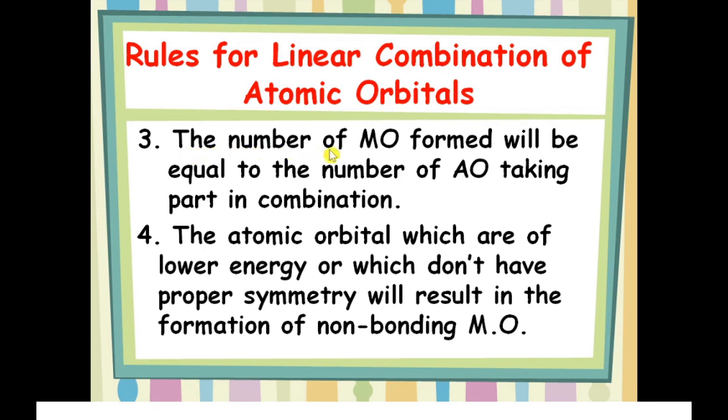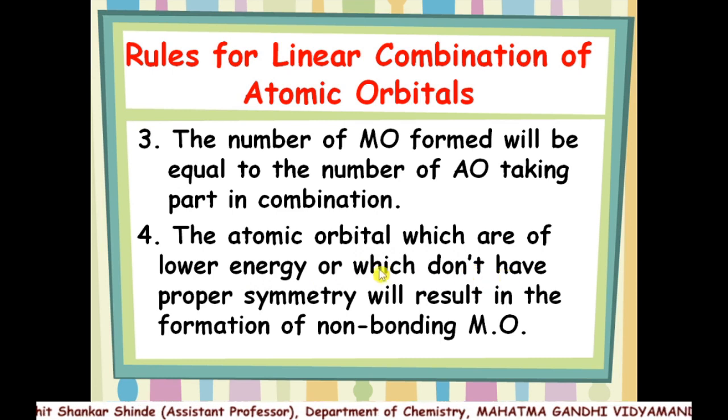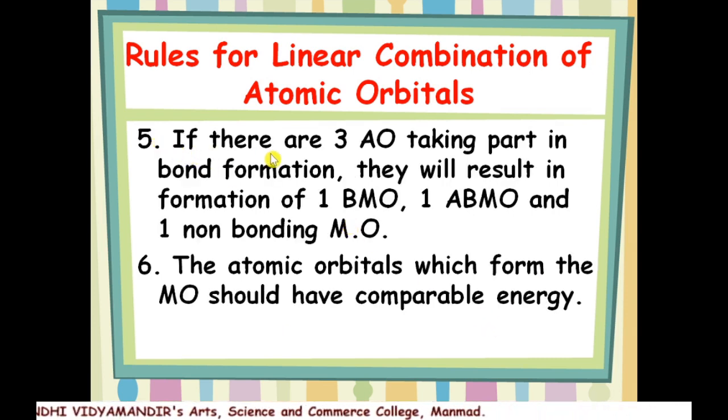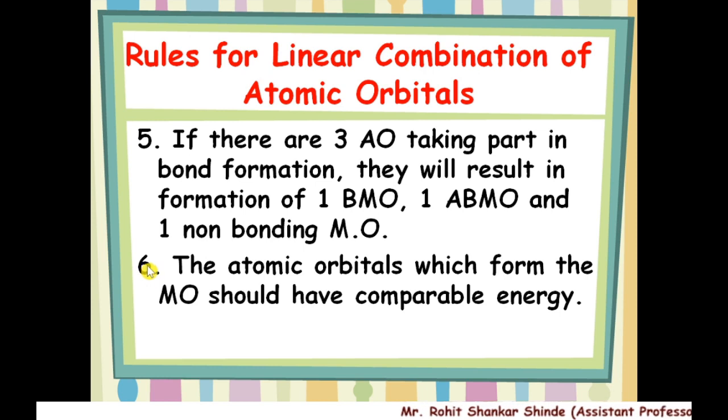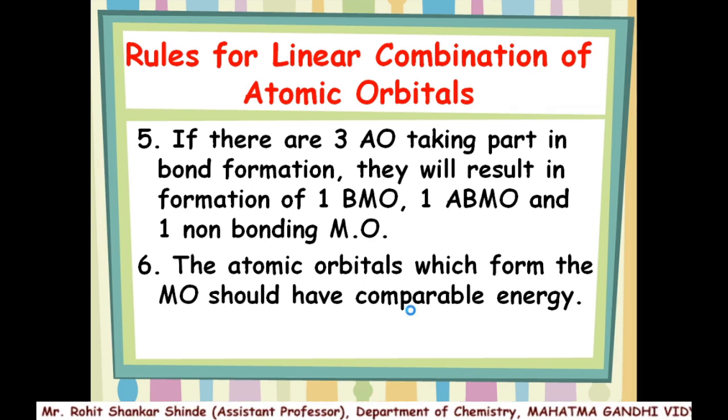Third, the number of molecular orbitals formed will be equal to the number of atomic orbitals taking part in the combination. Fourth, the atomic orbitals which are of lower energy or which don't have proper symmetry will result in the formation of non-bonding molecular orbitals. Fifth, if there are three atomic orbitals taking part in the bond formation, they will result in the formation of one bonding, one anti-bonding and one non-bonding molecular orbital. Sixth, the atomic orbitals which form the molecular orbital should have comparable energy.